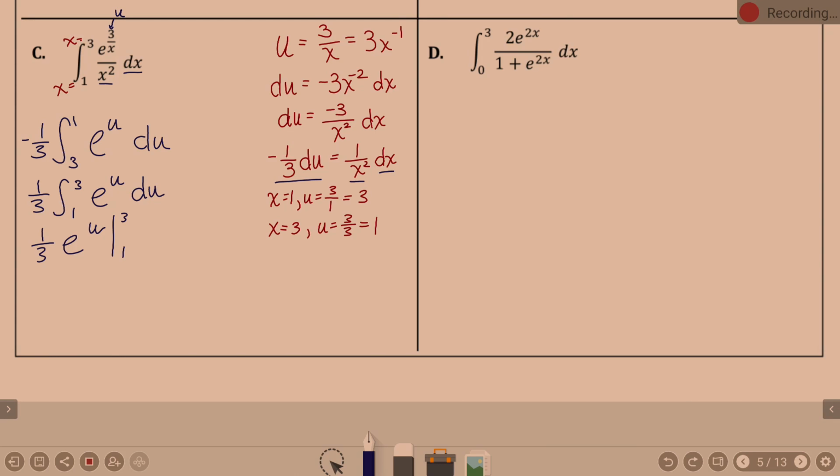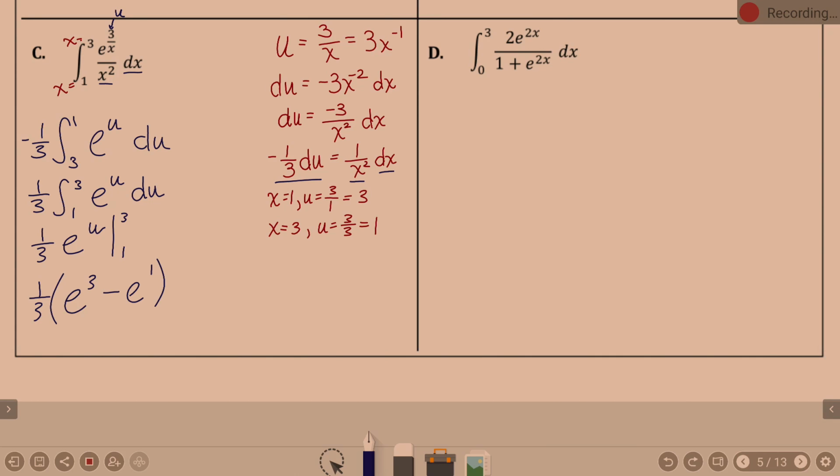With a constant like 1/3, I leave it out front. It's just easier because it's a constant. We can leave it out front and then plug in. So then it's e to the 3rd, that's plugging in the 3, and then minus, now we're plugging in the 1, so e to the 1st. And it's always upper minus lower, right? Now I'm looking to see what options I have.